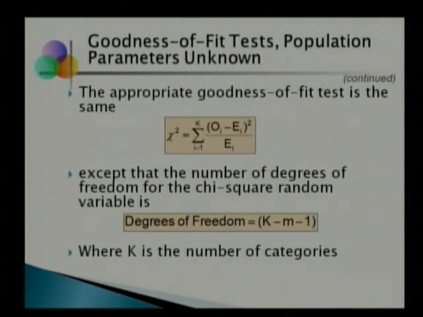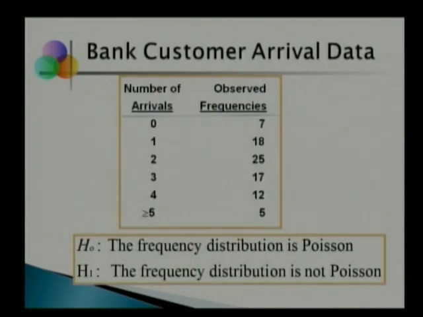Now in this case also the test statistic is the same, summation (Oi minus Ei) square upon Ei, except that the number of degrees of freedom for the chi-square random variable is not k minus 1, but it is k minus m minus 1, where k is the number of categories and m is the number of parameters to be estimated for the distribution. So let us take another example.